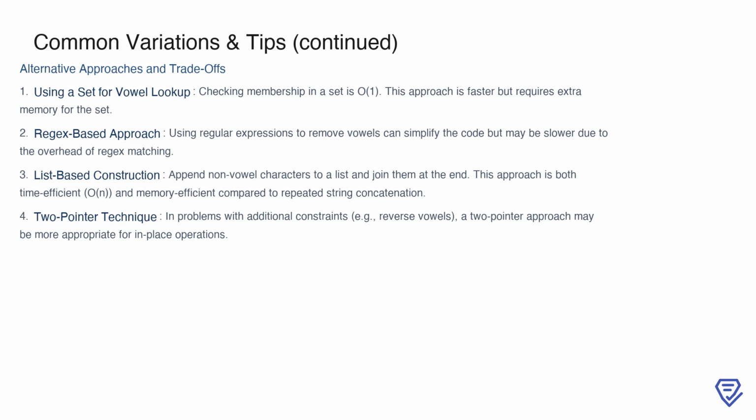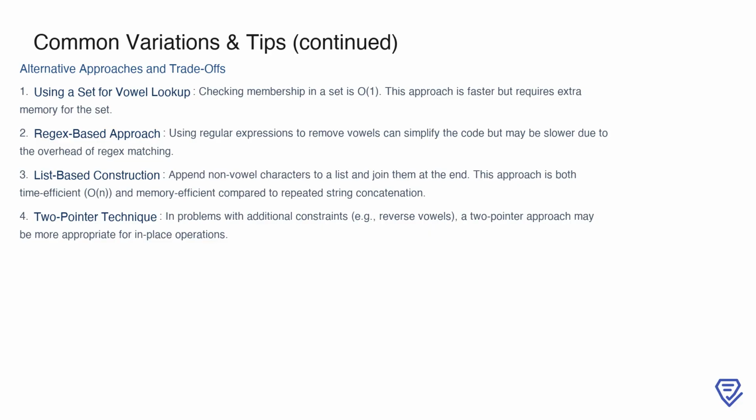Now let's explore some alternative approaches and their trade-offs. Using a set for vowel lookup is a common technique since it allows O(1) membership checks, making it faster than checking a list. However, this approach does require additional memory to store the set. Another option is a regex-based solution, which can simplify the code significantly. But keep in mind that regular expressions may introduce overhead, making this method slower for very large inputs.